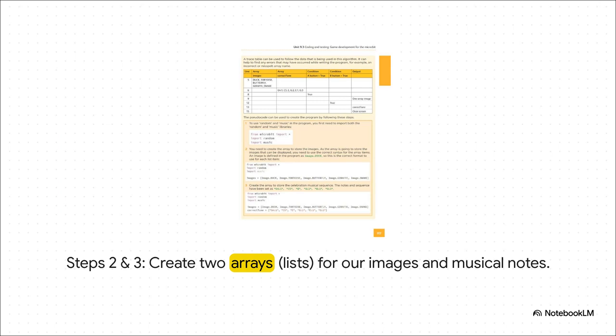Next up, we create those two lists, or arrays. The images array is where we store all the cool built-in animal pictures, like the duck, the tortoise, the giraffe, and the correct tune array holds our little sequence of musical notes. So boom, just like that, our program has all the content it needs.